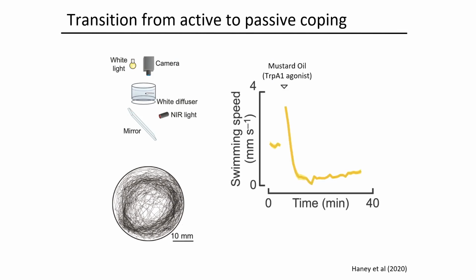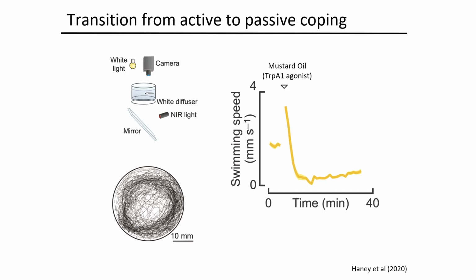And then we expose them to a mildly noxious stimulant. This is mustard oil. So it's not going to hurt the animals, but they're not fond of it. They'd rather avoid the mustard. And what we find is that they display exactly that same type of active coping response that you would expect from other organisms, where there's this immediate increase in swimming speed as they try to escape that stimulus.